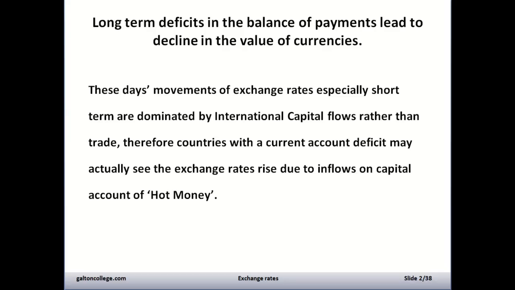So exchange rates tend to move because of these factors, as well as imports and exports. But this so-called hot money is one of the reasons why we get movements on the exchange rates, and sometimes it can become quite problematic when we think there is a so-called run on the exchange rate.